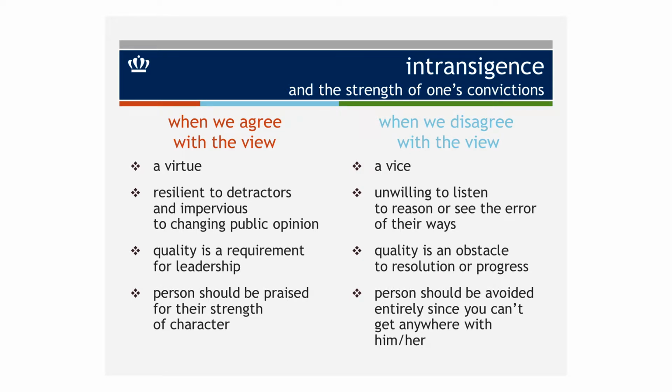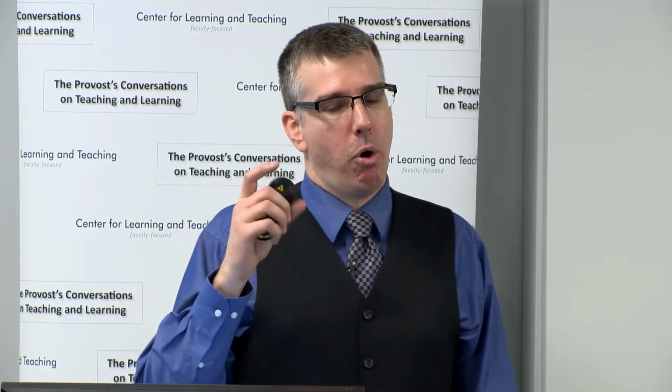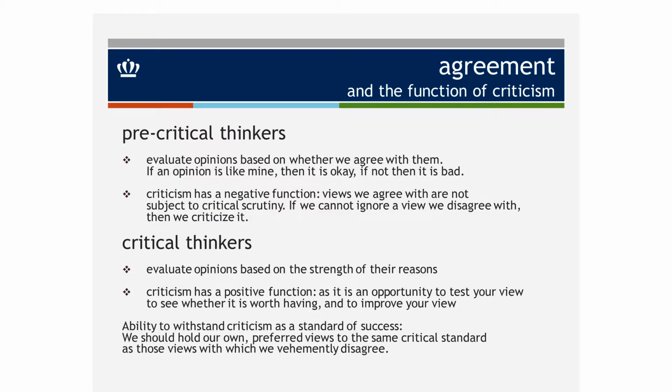And how that's a very ambiguous quality when we attribute it to people. I skip over this. I skip over agreement and the function of criticism. I'll just talk a little bit about the end of it. Usually, as I said, with pre-critical thinkers, we tend to evaluate our opinions, kind of like you guys did at the beginning, based on whether they're like mine.